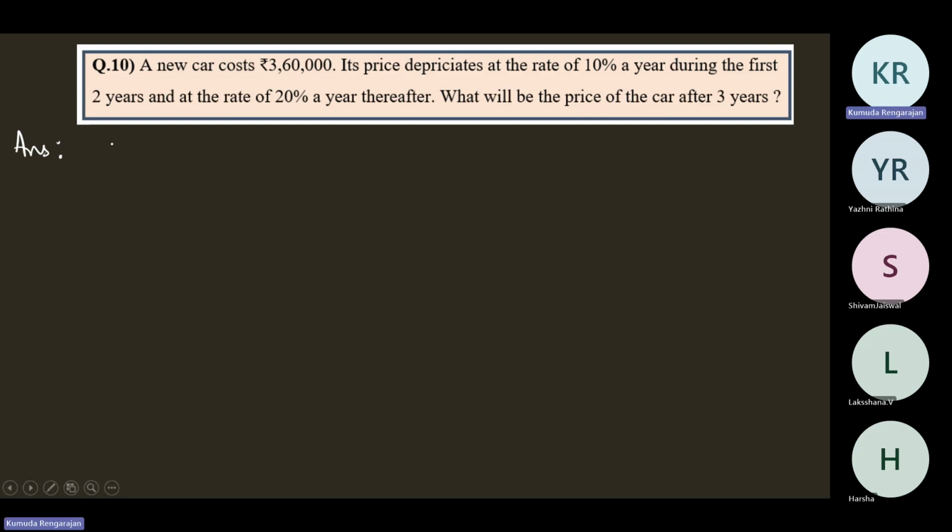A new car costs rupees 3,60,000. Its price depreciates. The cost of the car depreciates at the rate of 10% a year during the first 2 years. So first year, 10% depreciation. Second year, also 10% depreciation. And at the rate of 20% a year thereafter. After the second year, it depreciates at the rate of 20%.